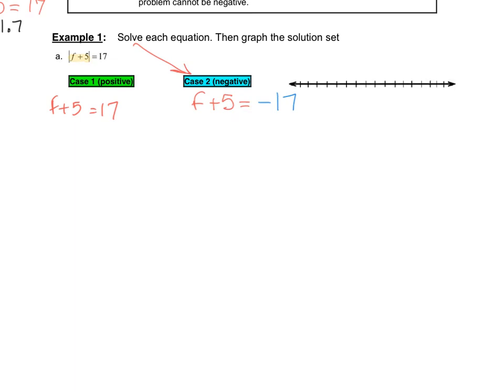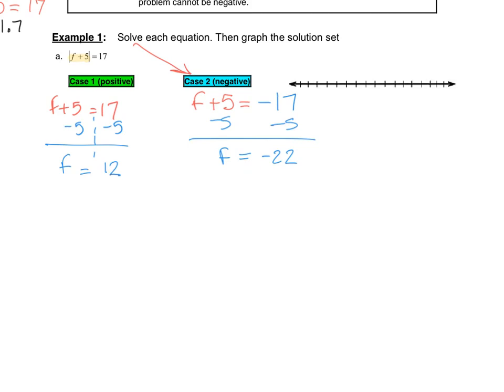When you continue solving, you solve like a regular equation, but now you just have two equations in one. You get the value of f is equal to 12, and on the right one, you minus 5, you get that the value of f could equal -22. These are the two potential solutions.